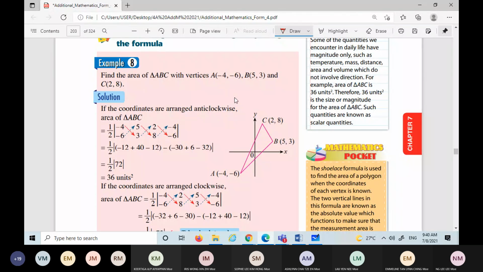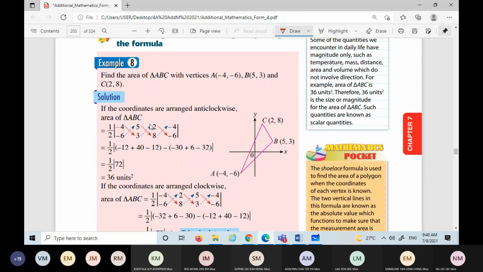Okay, if you are not sure how they will appear, if you don't want to or are lazy to draw out the diagram, you don't care about the anti-clockwise and the clockwise. You just do it. If you get negative, then at the end with the modulus you will make it positive. That's all. But this one they show in the diagram, they just want to prove to you if they do clockwise and anti-clockwise, what will happen. So roughly sketch in the Cartesian plane, point A, B, and C.